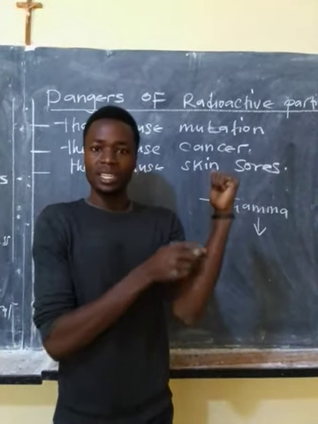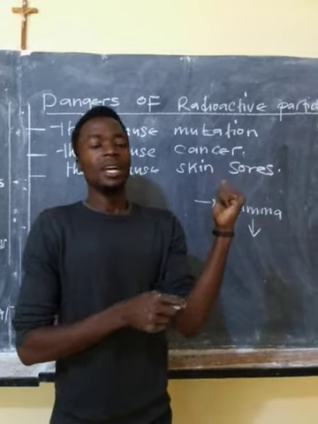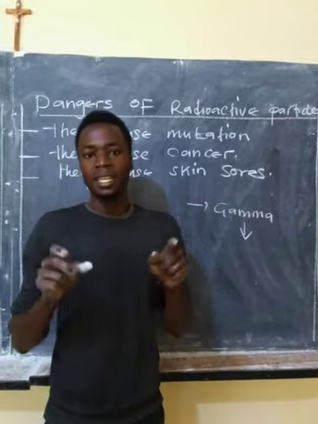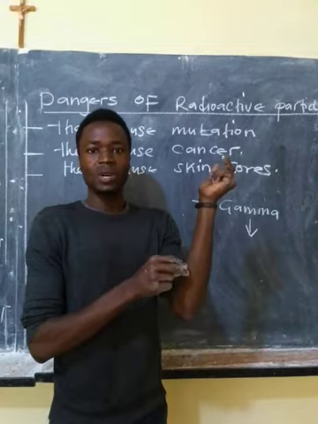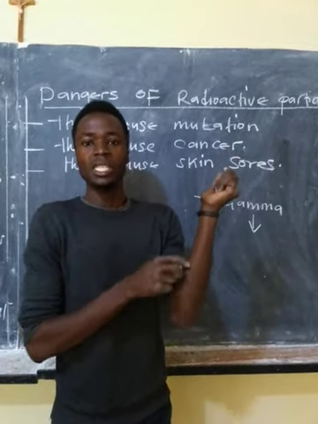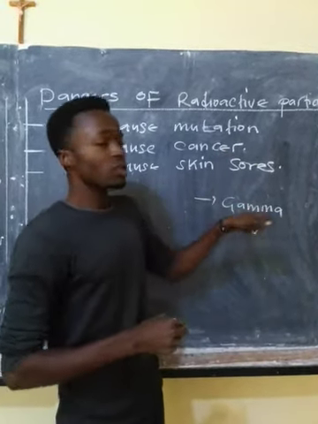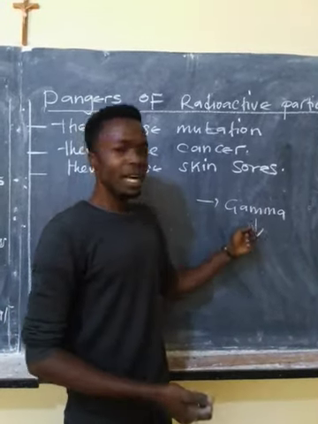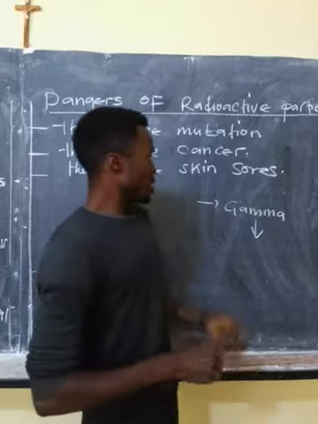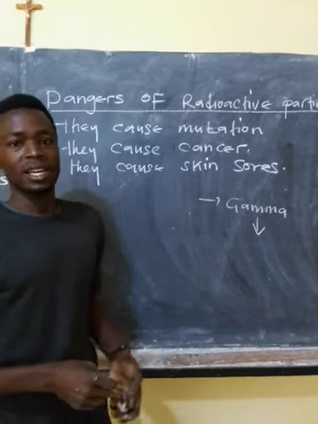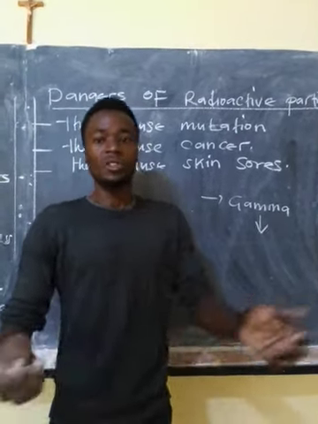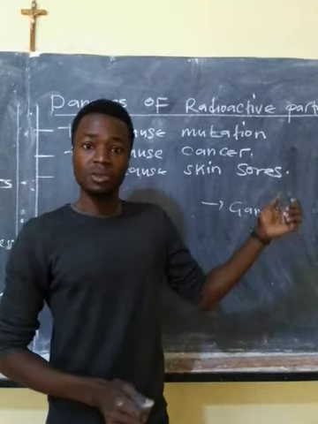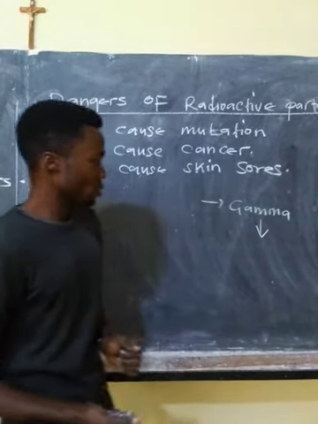They make sure that the living cells are not affected again by gamma. So it only targets the tumor or the affected part. So gamma can cause cancer. Again, gamma can be used to cure cancer. So it's very much important that you understand these dangers, and later on we are going to look at the precautions that you are supposed to take when dealing with radioactive particles.